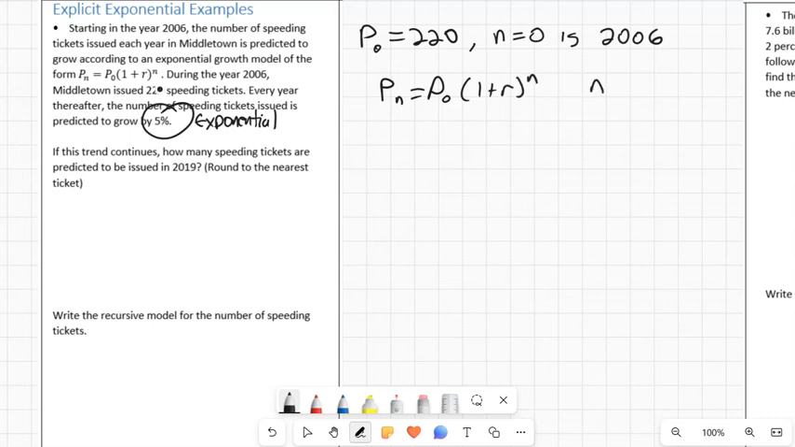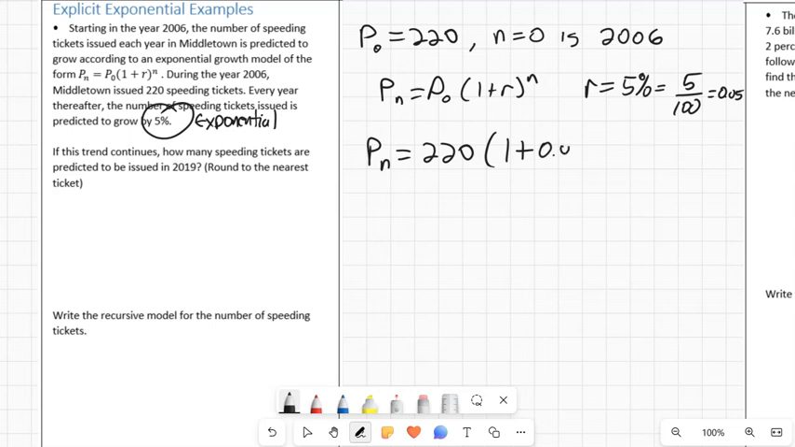And r, we have as 5%, and we know that percent means divide by 100. So we have 0.05 for r. So we can now write our explicit model. P sub 0 is 220, and 1 plus r would be 1 plus 0.05, to the n. You could simplify the inside if you wanted and write that as 1.05. That's okay as well.